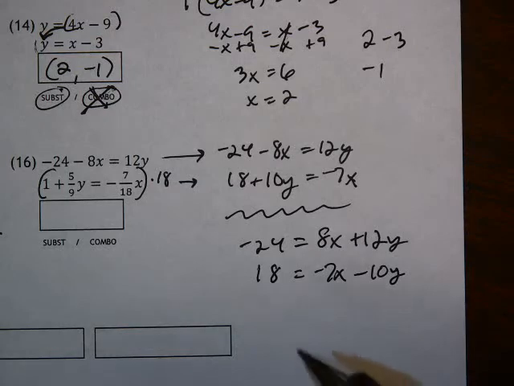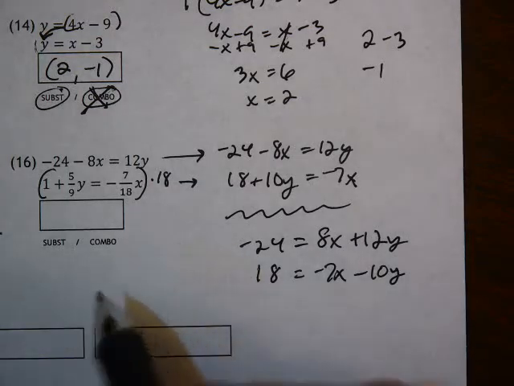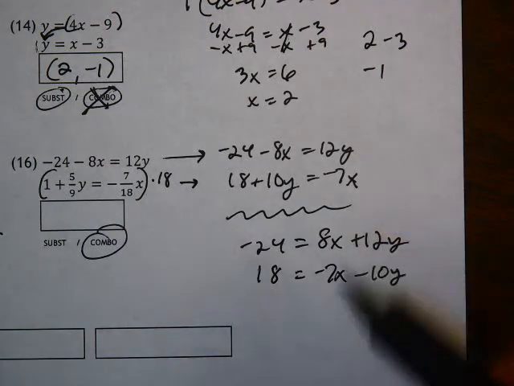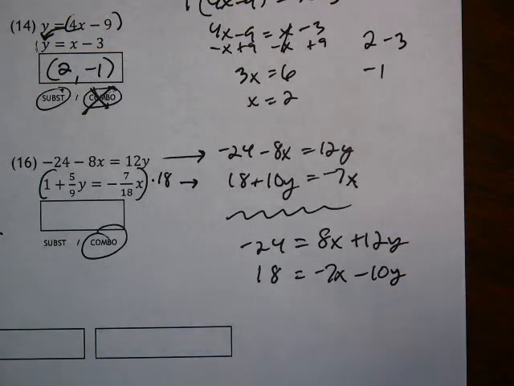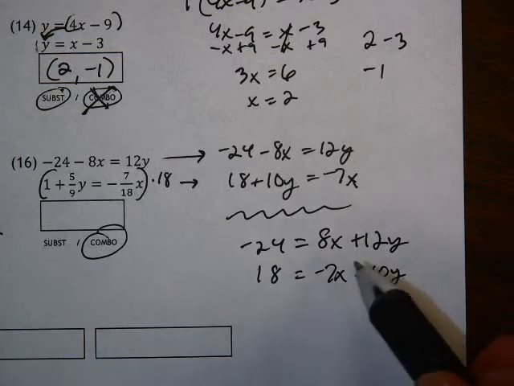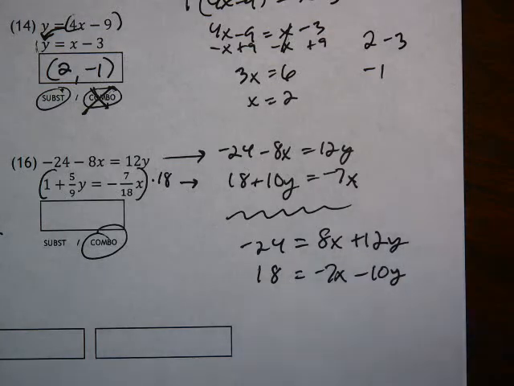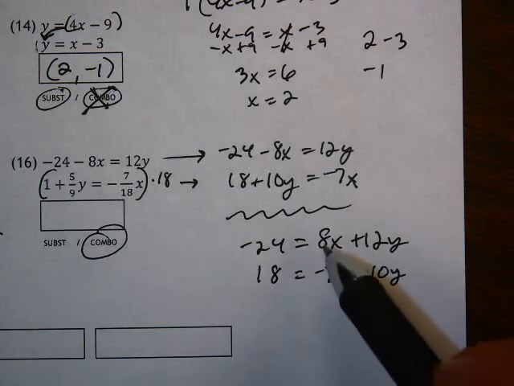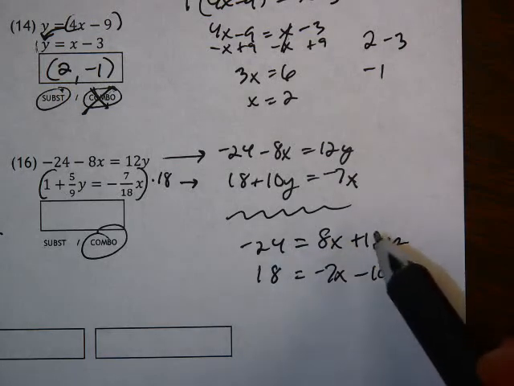Now from here, the way I've set it up, this is going to be setting up more for combination than for substitution, since I have all the x's together and all the y's together. One thing we should look at is which of these we then want to make cancel. And it looks like the x's might be easier because they're slightly smaller numbers than dealing with 12 and 10.